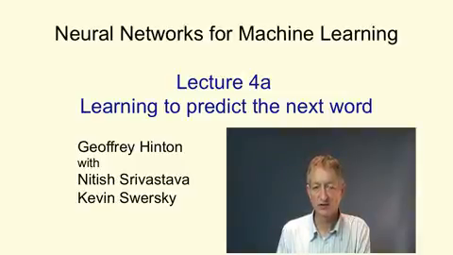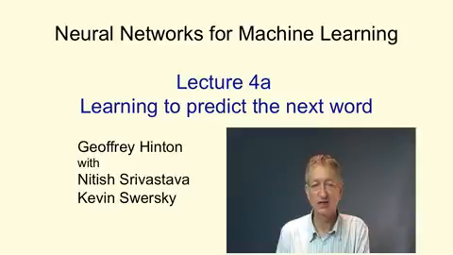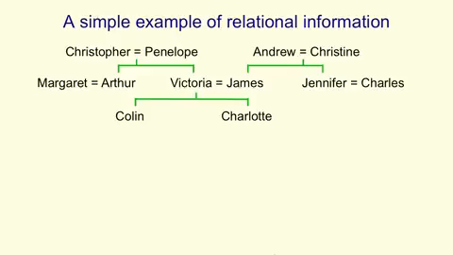The next few videos are about using the backpropagation algorithm to learn a feature representation of the meaning of a word. I'm going to start with a very simple case from the 1980s when computers were very slow. It's a small case, but it illustrates how you can take some relational information and use the backpropagation algorithm to turn relational information into feature vectors that capture the meanings of words.